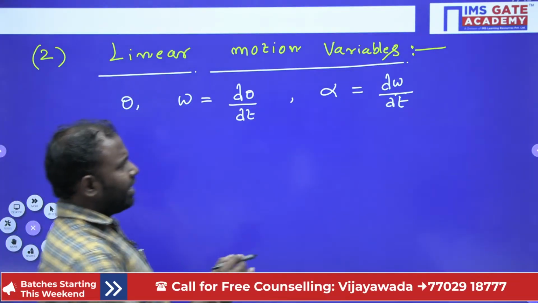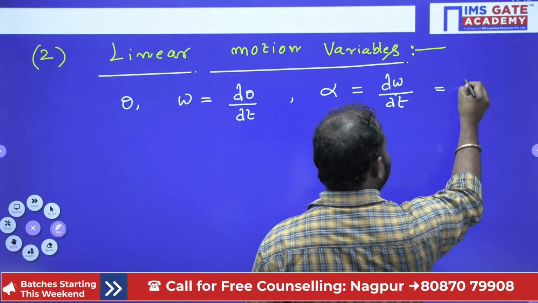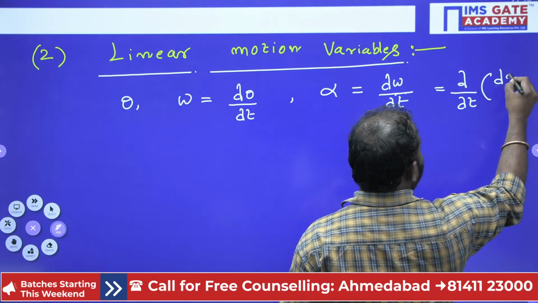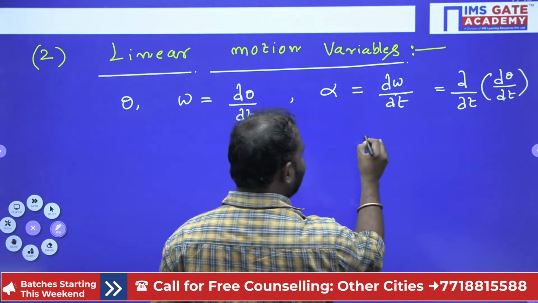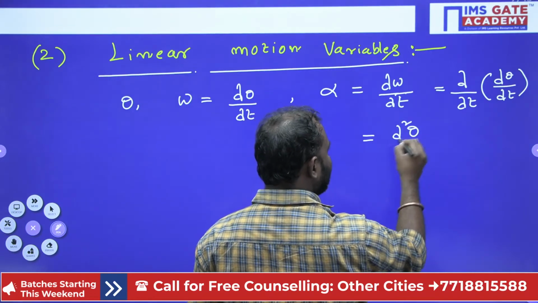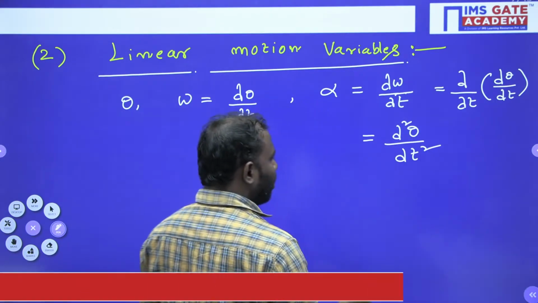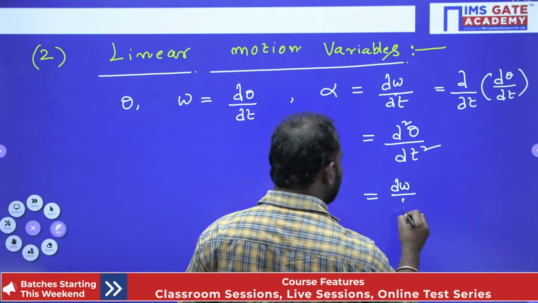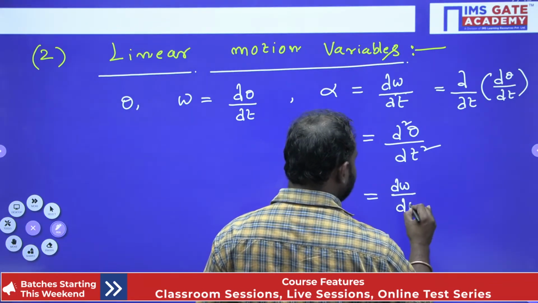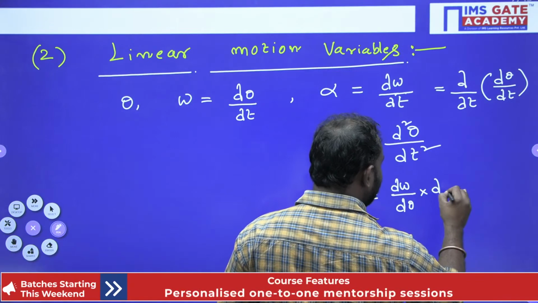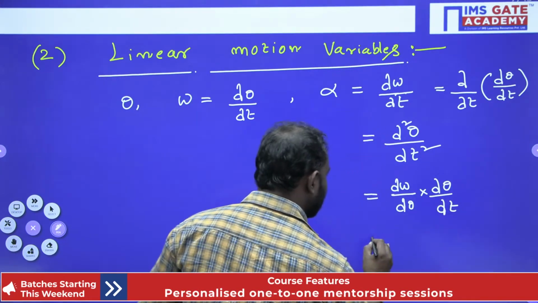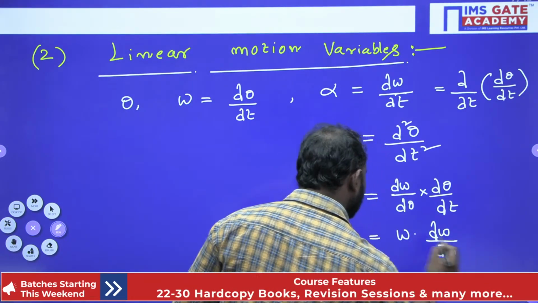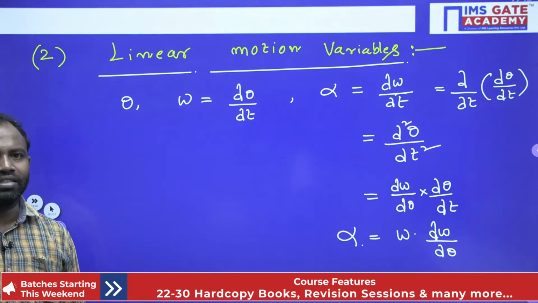Now we can write this as well: d by dt of d theta by dt, since omega is d theta by dt. So I can write angular acceleration as d square theta by dt square. Also we can write it as d omega by d theta into d theta by dt. Like that also we can write. Now d theta by dt is the angular velocity, so we can write it like this also.